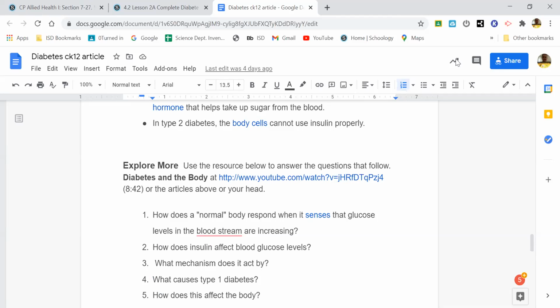Number 2, how does insulin affect blood glucose levels? Insulin lowers blood glucose levels by allowing glucose into cells. Can you repeat that? Yep. Insulin lowers blood glucose levels by allowing it into cells.